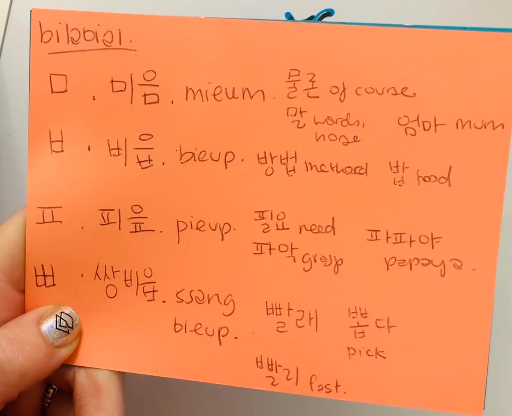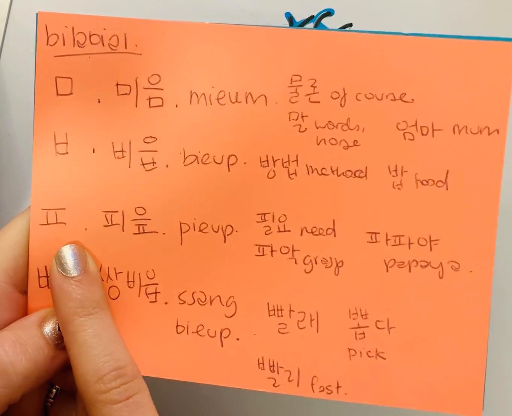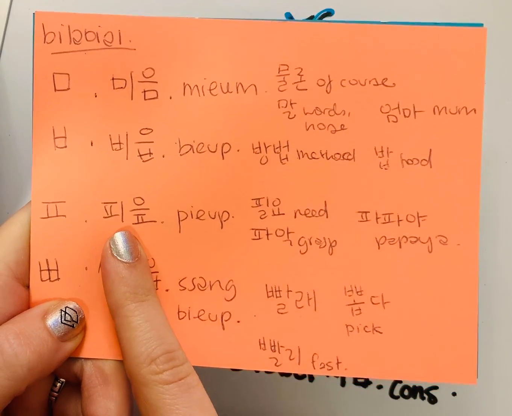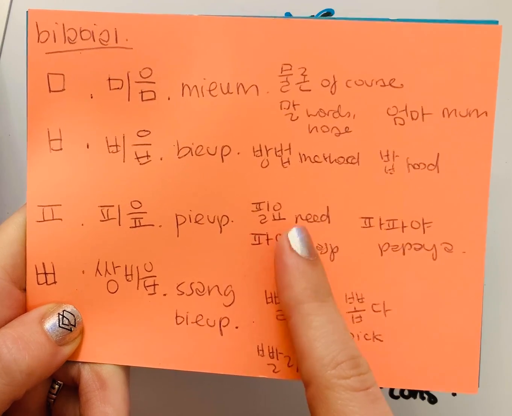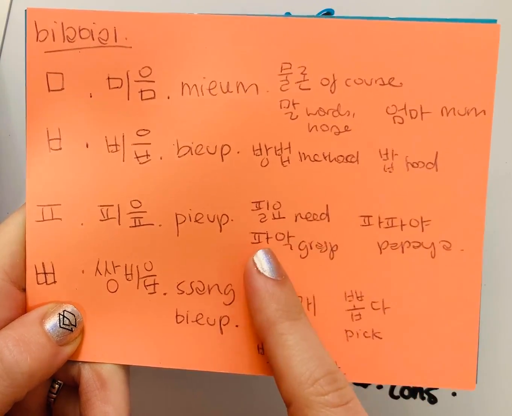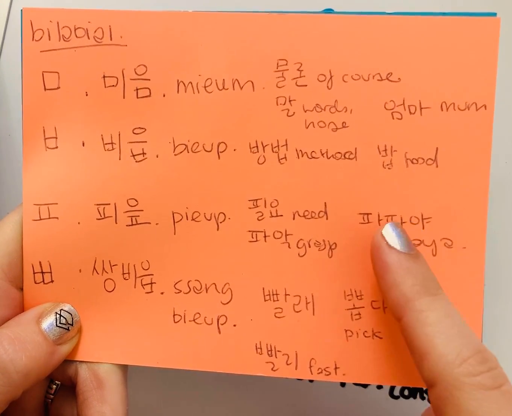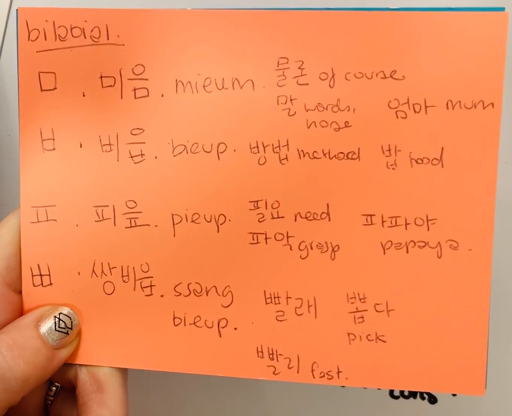Very important word. We have an aspirated P like we saw in the word for 컴퓨터, computer, P, with a puff of air. P-up. We see it in the word for need, 필요. The one for to grasp, like a hard concept, 밥. And then the word for papaya.